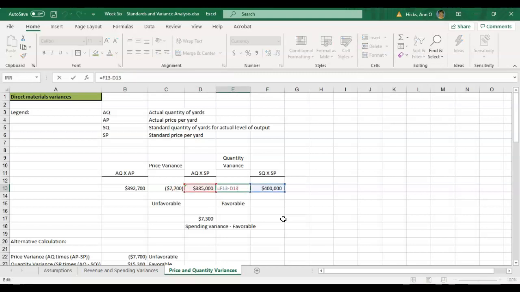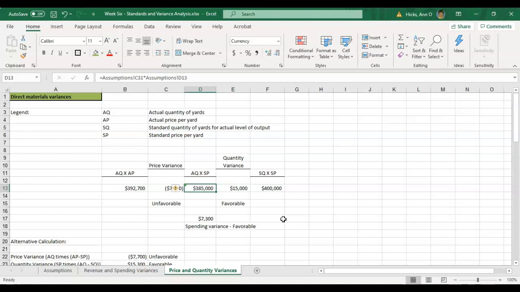So this $15,000 arose very simply and strictly because we ended up using a different amount of material than our standard had implied that we should. And in this case, that variance is favorable because our number that uses the actual quantity is less than the number that uses the standard quantity.